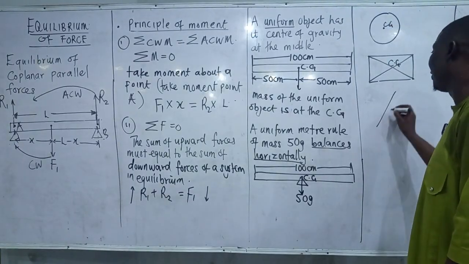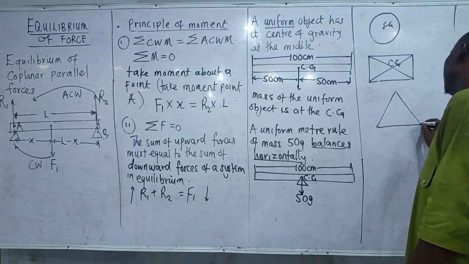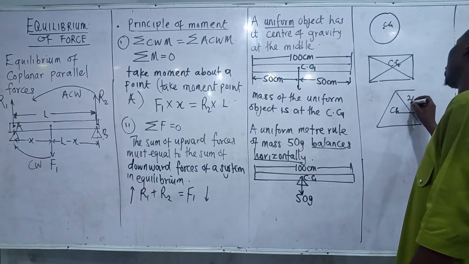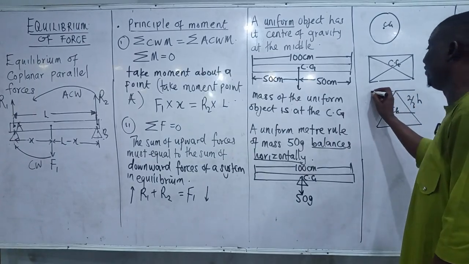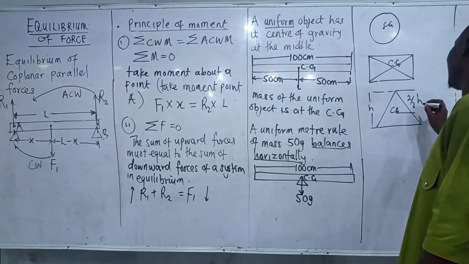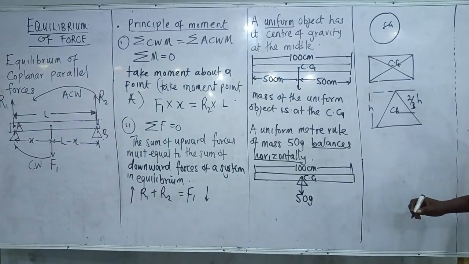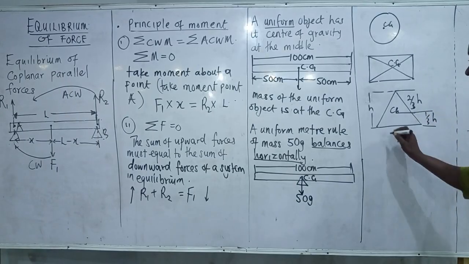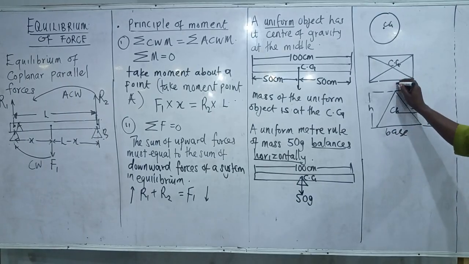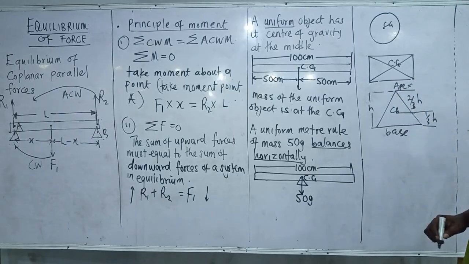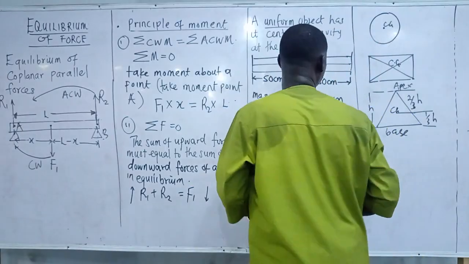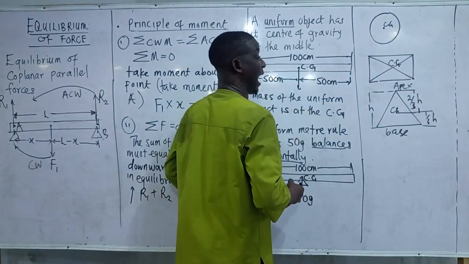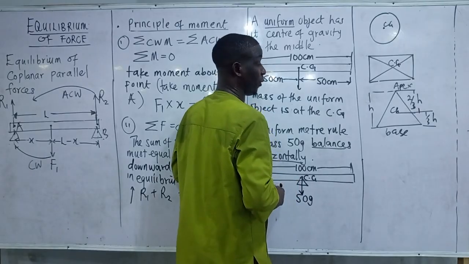What is the center of gravity of a triangle? It is 2/3 of the height from the apex, and 1/3 of the height from the base. This is the base, this is the apex. So the center of gravity of a triangle is 2/3 of the height from the apex and 1/3 from the base.